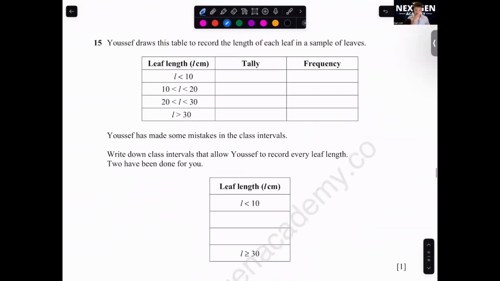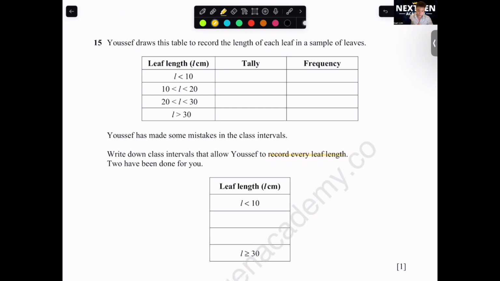All right, okay, let's go to question 15. Yusuf draws this table to record the length of each leaf in a sample of leaves. He has made some mistakes in the class intervals. Write down the class intervals that allow Yusuf to record every leaf length. Keyword here: every leaf length. 2 have been done for you. Okay, what's wrong over here?